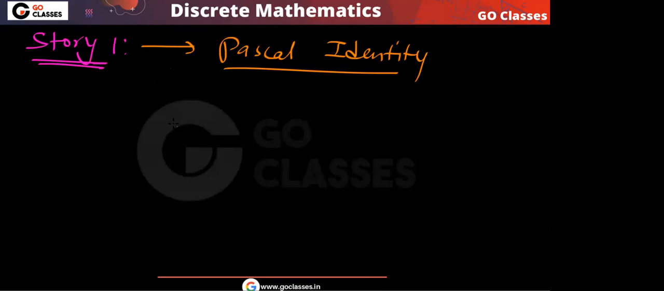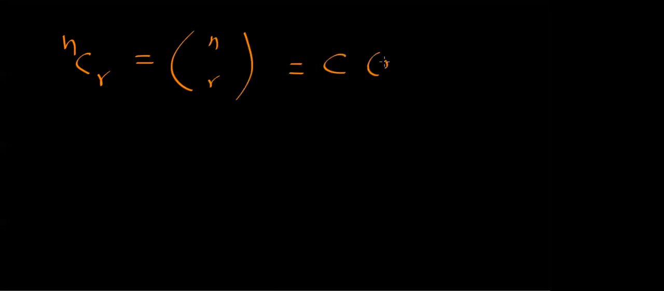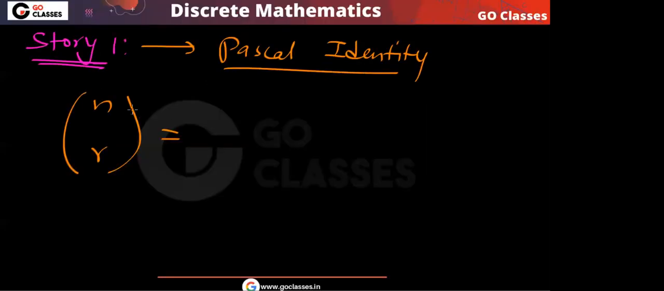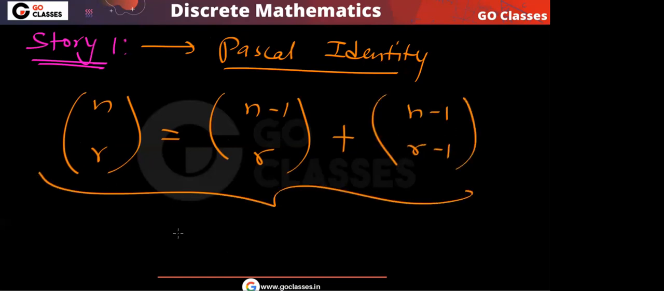So what is the Pascal identity? Anyone remembers? Remember this is nCr, and you can write nCr in different ways. nCr is equal to n minus 1 C r plus n minus 1 C r minus 1. This is called Pascal identity.